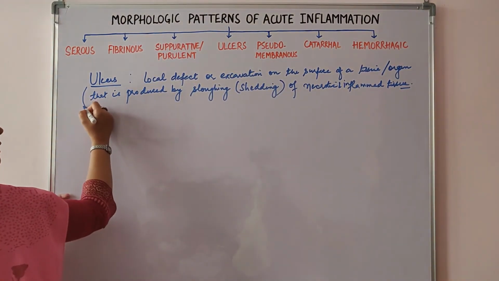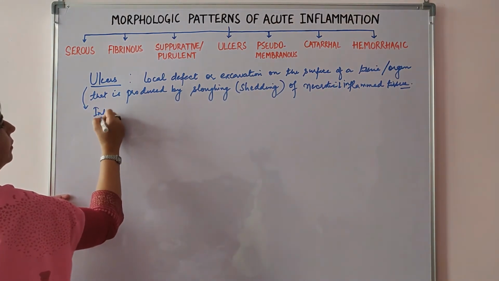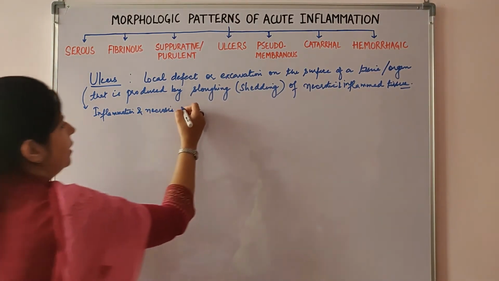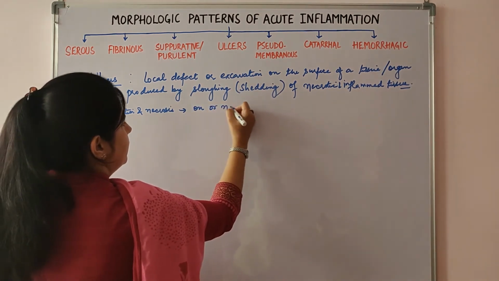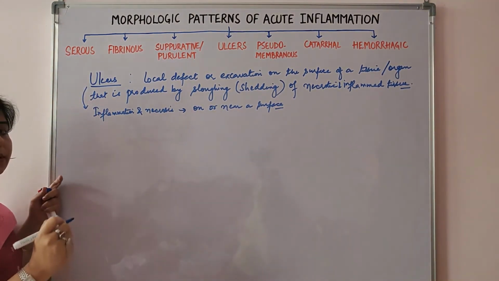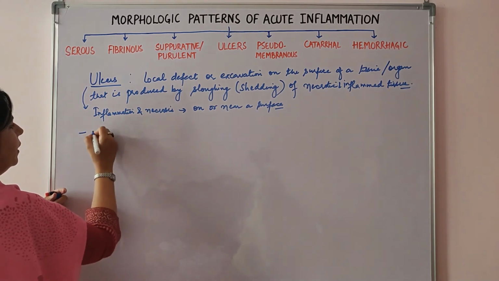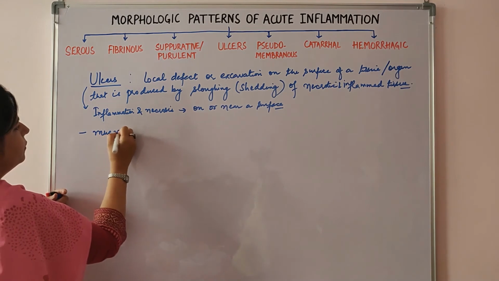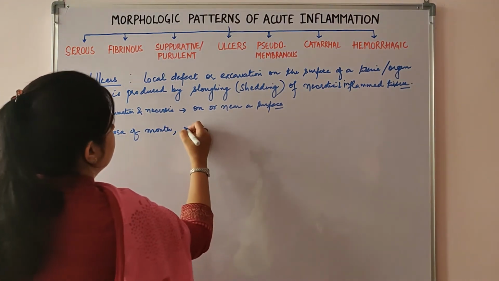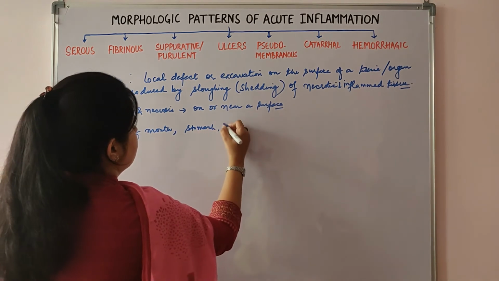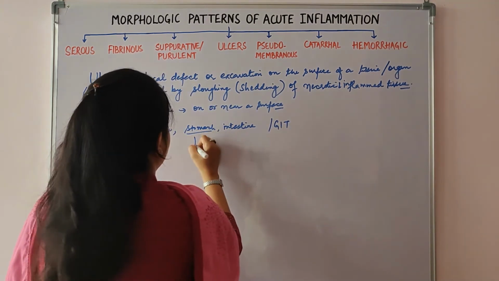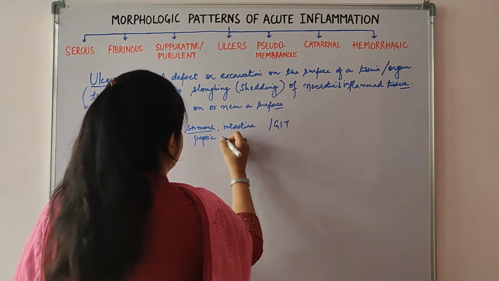So this ulcer can occur only when the inflammation and necrosis are on or near a surface. So ulcer is common in the mucosa of the mouth. The aphthous ulcers are seen in the mouth, the stomach, intestine, the GIT. So here peptic ulcers in the stomach and the duodenum.